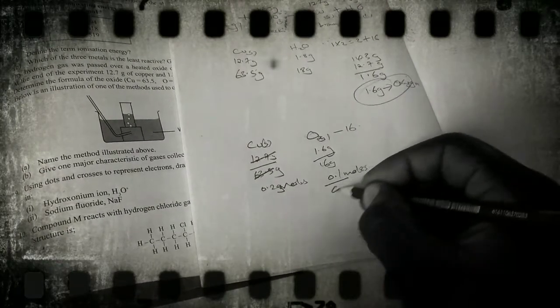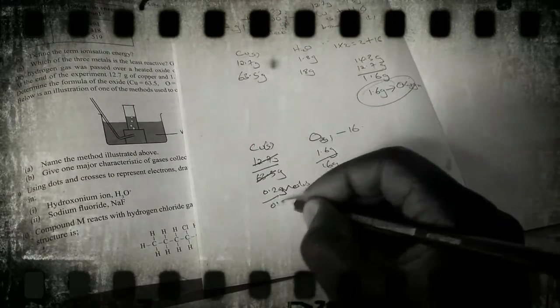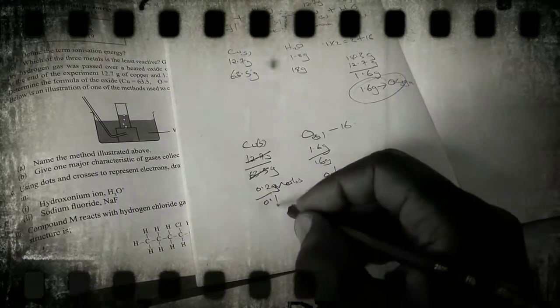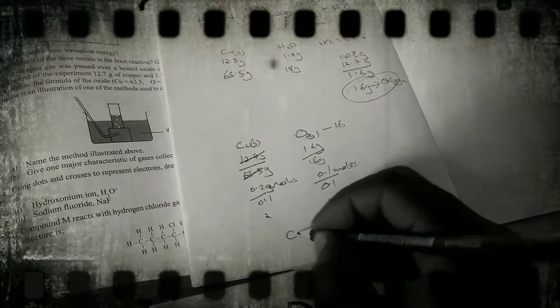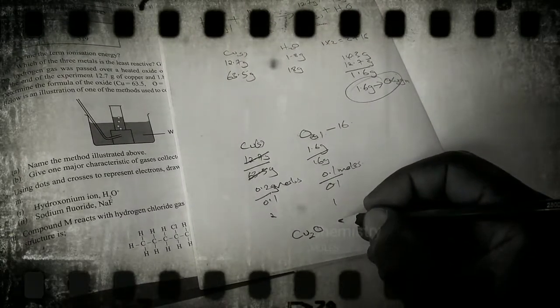Then to get the mole ratio, you need to divide with the smallest mole number, which is 0.1. So here will be 2, here will be 1. So copper will be 2, whereas oxygen is 1. So this is the formula of the oxide we are told to give.